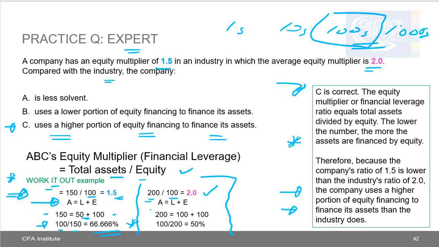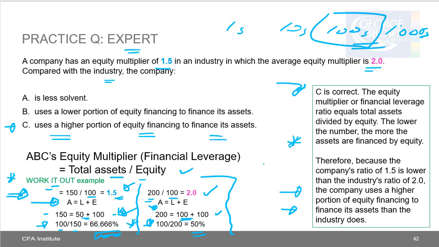So in this case, my assets would be 200, more assets. So assets equals liabilities plus equity, equity remaining at 100, the same, means my liabilities would be 100. Therefore, my equity divided by my assets, 100 divided by 200, it's 50%. So you can see an equity multiplier of 1.5 means a higher proportion or a higher percentage of my assets are being financed through the equity.